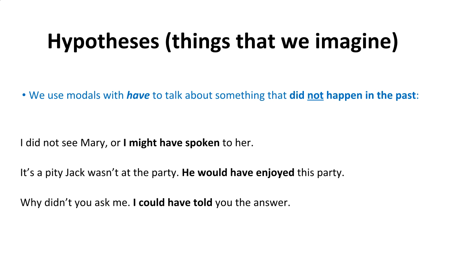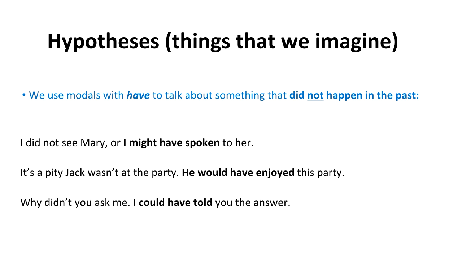Then let's take a look at the next one. We use modal with have to talk about something that did not happen in the past. So now let's say something did not take place in the past, but you imagine that it could have happened. Let's take a look. I did not see Mary, or I might have spoken to her. So let's say you went to London, you did not meet her there, but you're telling me now that if I had met her, I might have spoken to her.